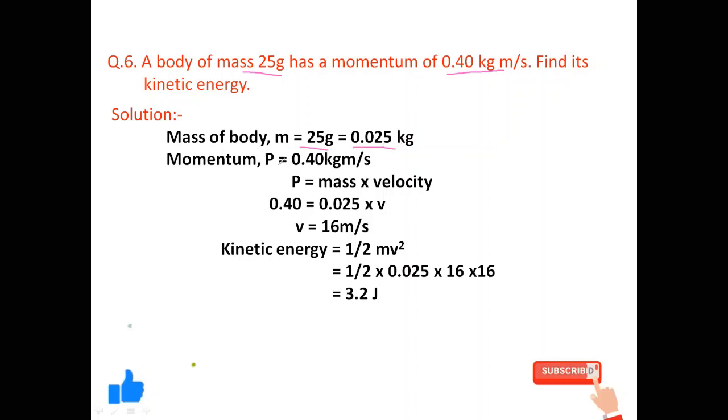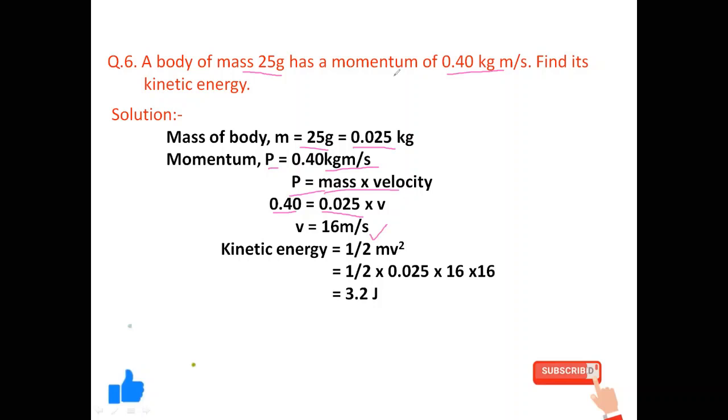Momentum is denoted by p. P is equal to 0.40 kg meter per second. We know the formula of momentum is mass into velocity. So p is here given 0.40, which is equal to mass into velocity. Mass here is 0.025, velocity we will calculate. On dividing, we will get the velocity 16 meter per second.